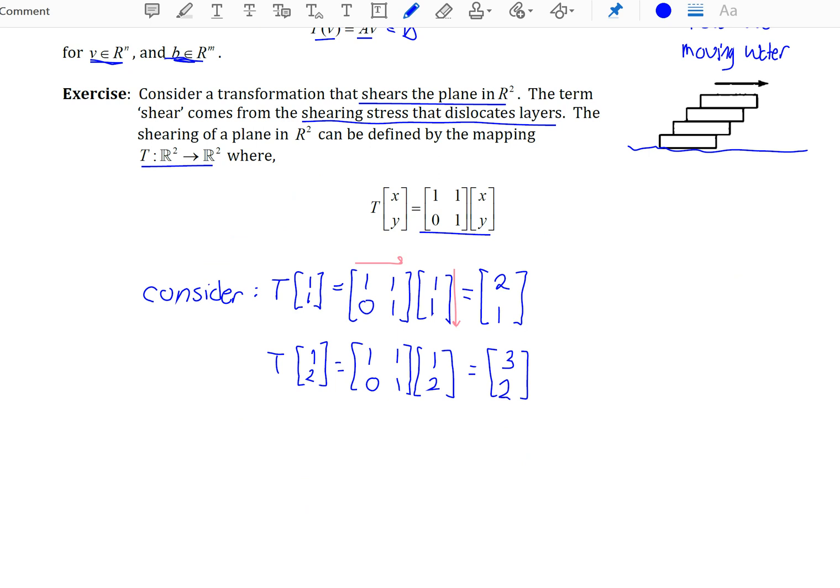And for giggles, let's just do one more. This is fun. Let's look at what T does to the 0 vector. Remember from our previous examples, a linear transformation must always send the 0 vector to the 0 vector. But notice that any matrix times 0 is still going to be 0.